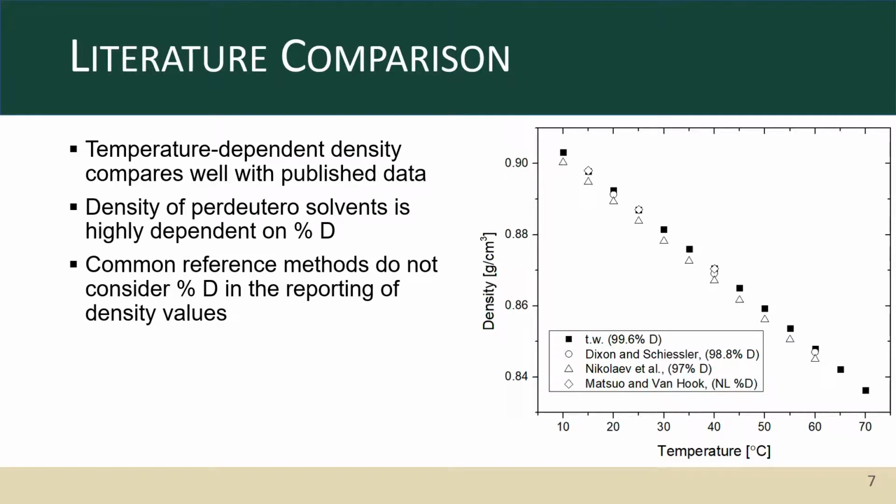We can draw meaningful comparisons with the literature values for the deuterated solvents. On the right-hand side here, we're seeing the same cyclohexane-d12 plotted with all of the accepted deuterated density values. You can see that the temperature-dependent density compares well with most of the published sources, although the density of perdeuterated solvents is highly dependent on the percent deuteration. This work had 99.6% deuteration in our solvent, whereas some of the literature values were as low as 97% deuteration or even not listed. So common reference methods do not consider percent D in the reporting of density values, making it critical to get a very high percent of deuteration.